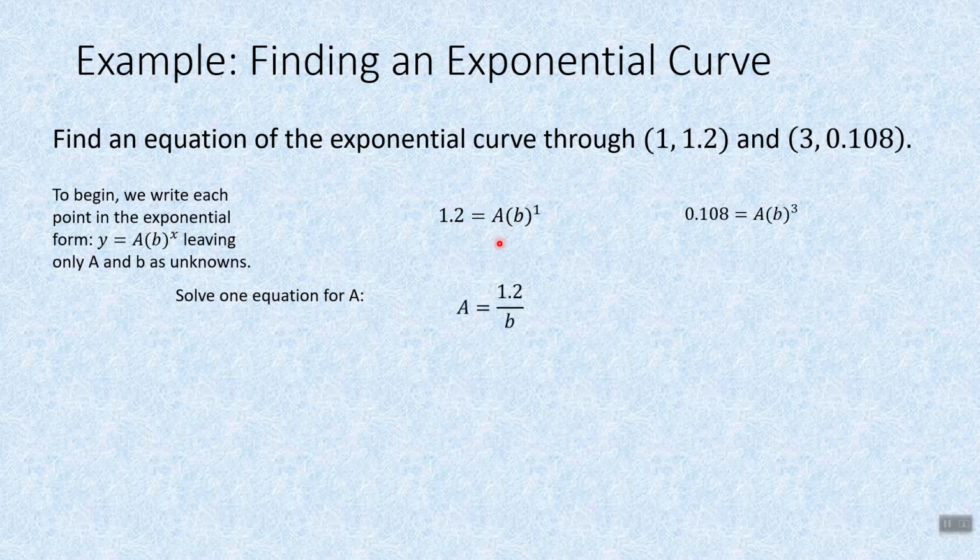Let's solve the first equation for a. A equals 1.2 divided by b to the 1. You know, mathematicians like me, a little lazy. We don't ever write a 1 power, but it's always assumed to be there.